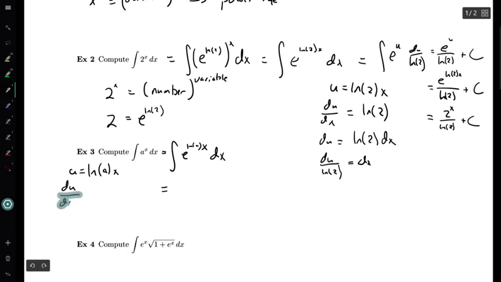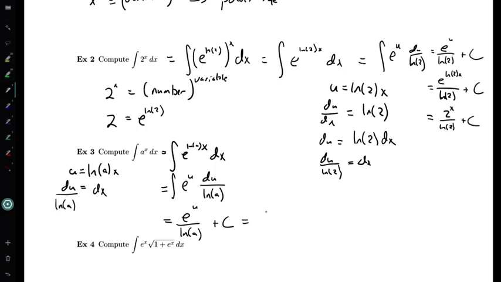Well, we can do the exact same procedure again. We'll get du over natural log of a equals dx. Then we'll have that this integral is the integral of e to the u du over natural log of a. Continuing on, we will get that this is e to the u over natural log of a plus c. And then again, using the same tricks that we did with a equals 2, we'll find that this is a to the x over natural log of a plus c.